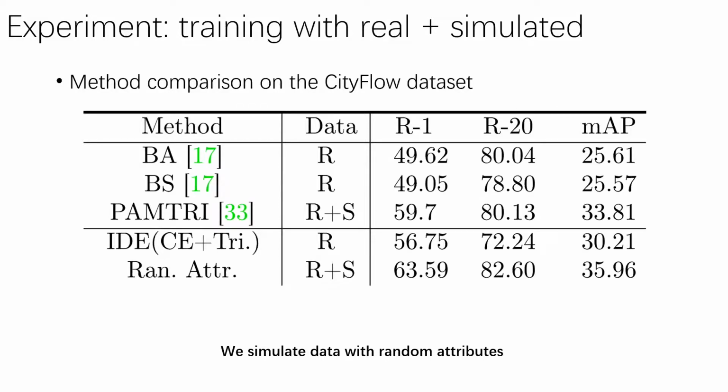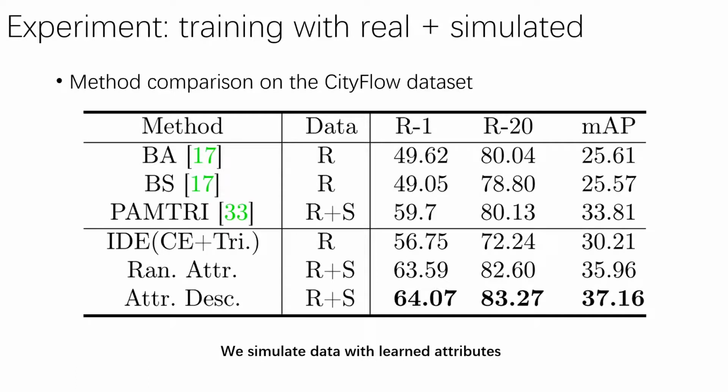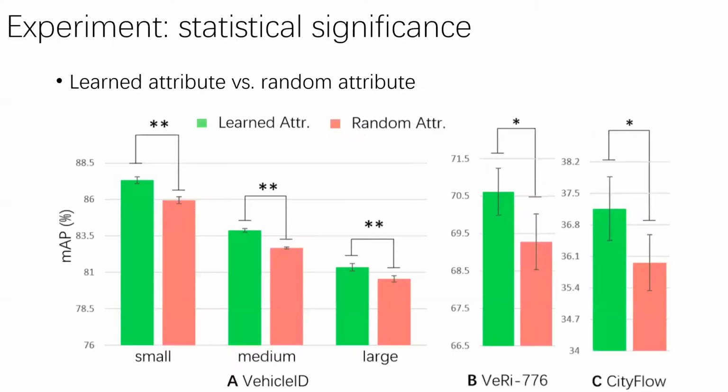Here, we simulate data with random attributes and then mix them with real data. When performing joint training, there is a significant improvement over the baseline. Then, our learned attributes using attribute descent further improve the result. VehicleX with learned attributes has been used in the CVPR AI City Challenge 2020. We further compare learned attributes and random attributes in joint training. We present mAP and show such improvement is consistent on 3 datasets.